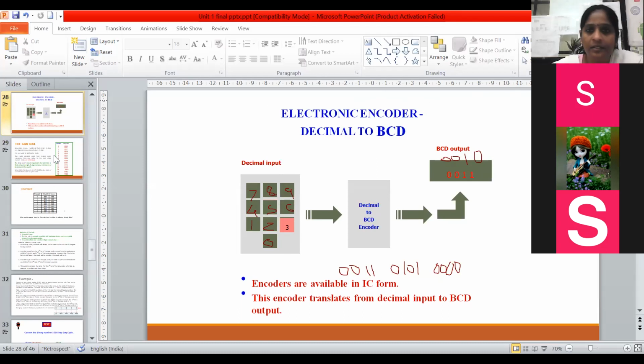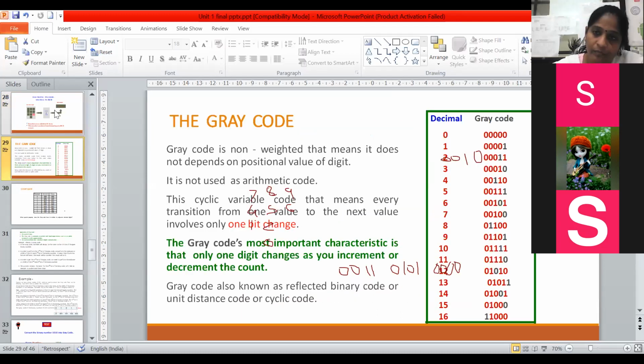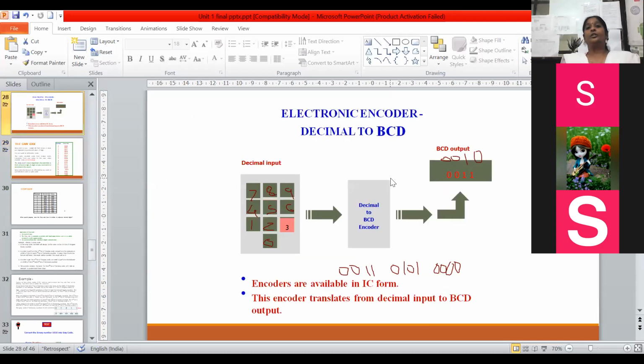Then what next? Next is the Gray code. This is all about the first code we have discussed, that is nothing but the BCD code. Hope all of you understand this. Is there any query for the BCD code? Please give answer, all the students. Is there any query? No, ma'am.